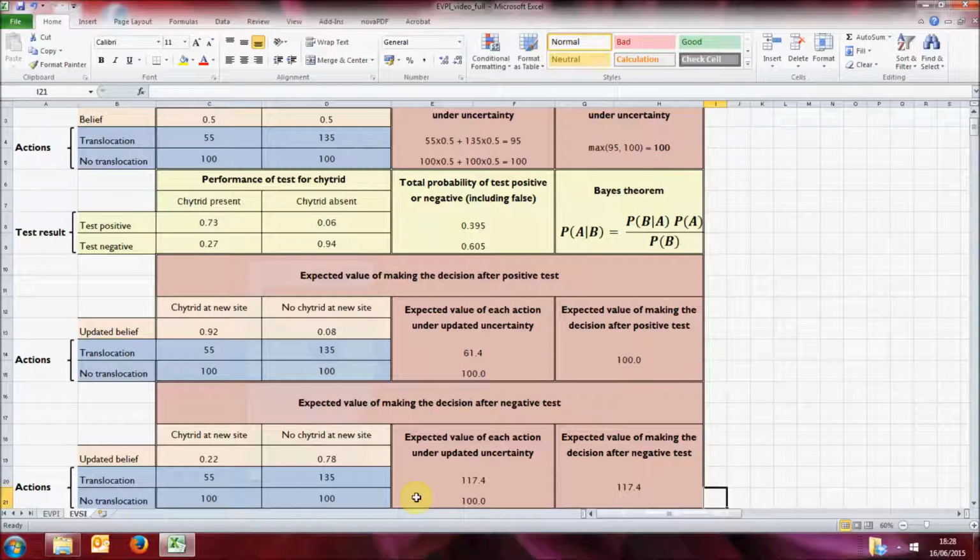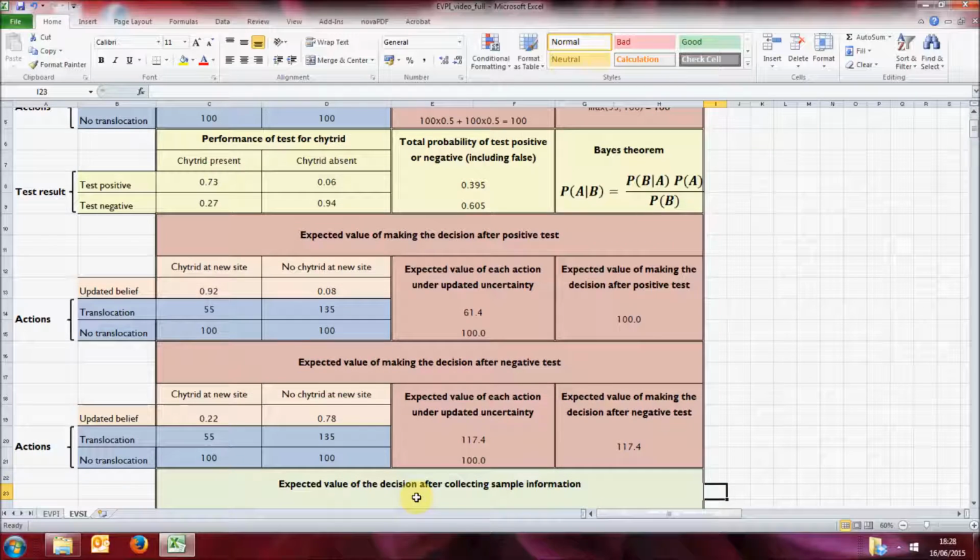So what is the value of having collected this sample of information? If the test returns positive, we will expect the same value as that of the decision under uncertainty, since it was just a false alarm, and doing nothing is the best decision. On the other hand, if the test returns negative, we will expect a value of 117.4 individuals, because a negative test would convince us that translocating is the best decision. However, we don't know yet what the test will return.